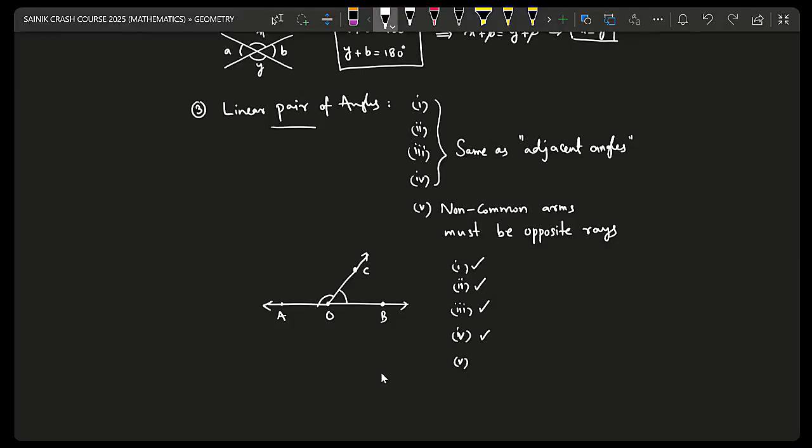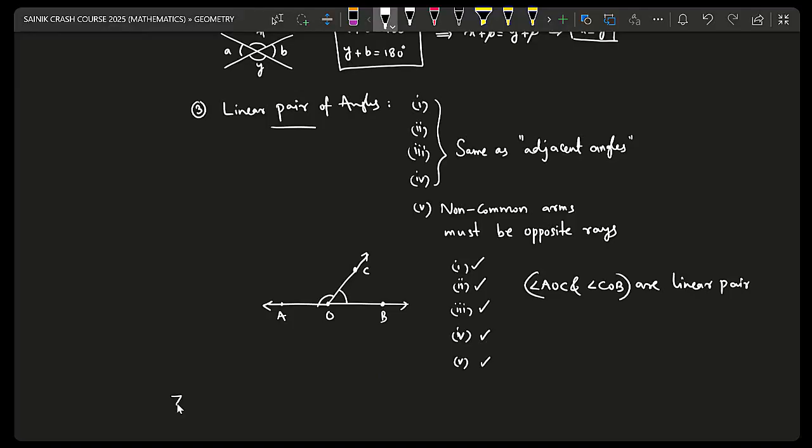So you can write the fifth condition. What is the fifth condition? The non-common arms must be opposite rays. We said that OC is the common arm between them. So other than the common arm, the remaining two are called what? Non-common arms. You can see ray OA and ray OB. They are non-common arms. Are they opposite? Yes, they are opposite. They are completely opposite in direction. So the non-common arms are opposite rays. The fifth condition is also true. Because all the conditions are true, we can say angle AOC and angle COB are forming a linear pair of angles.